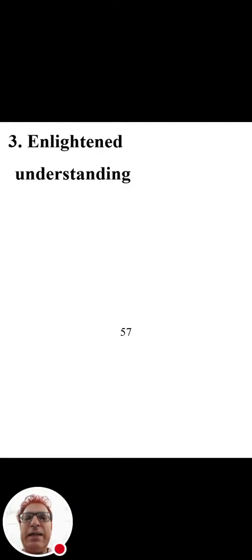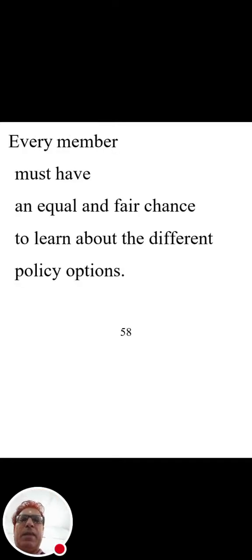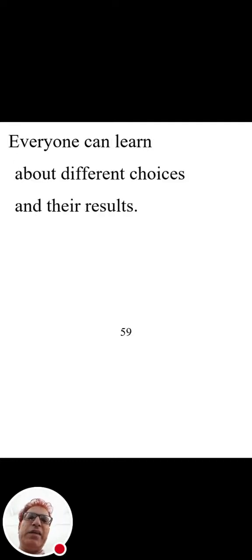Number 3, the third criteria, enlightened understanding. What is it? Every member must have an equal and fair chance to learn about the different policy options. Each citizen, every member of the group, any group, must have an equal chance to learn about the policy choices.